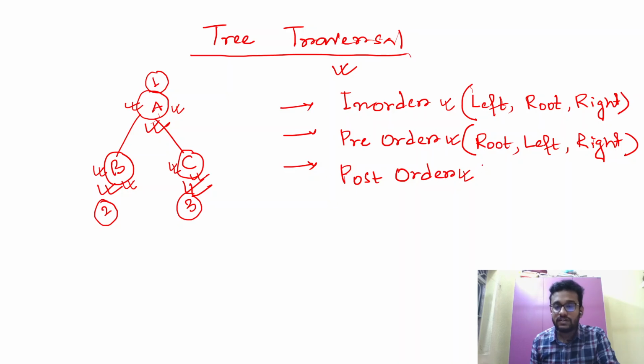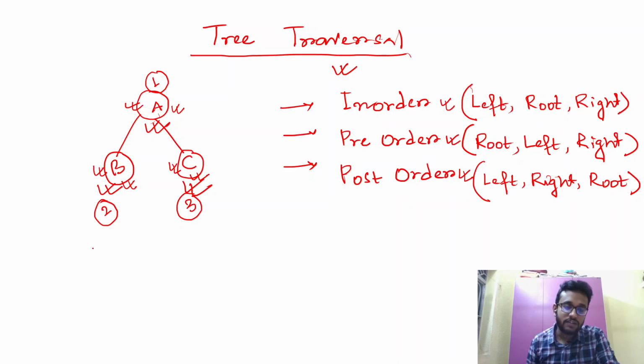Now try to understand post-order. In post-order, first we visit the left child, then we visit the right child, and then we go to the root node. Very simple. We start with B, then we visit C, then we visit the root node, A. Then it is called post-order.